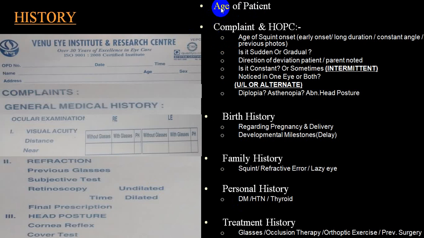So age is important. What are the complaints? Birth history, family history, personal history. Because diabetes, hypertension and thyroid disorders can produce temporary squint, and particularly in a thyroid disorder it can be a restrictive variety of squint. So try to identify that.